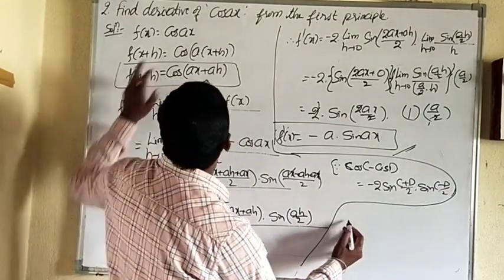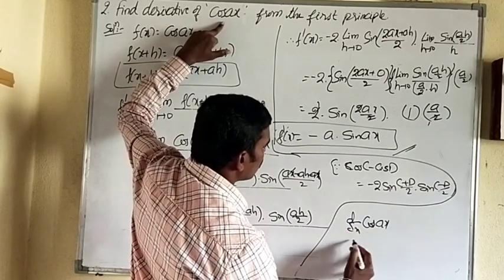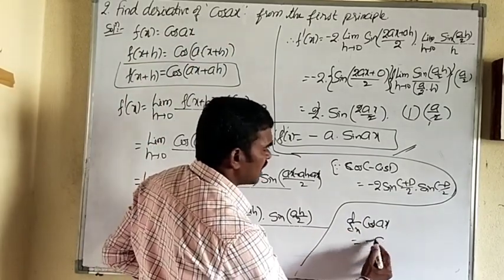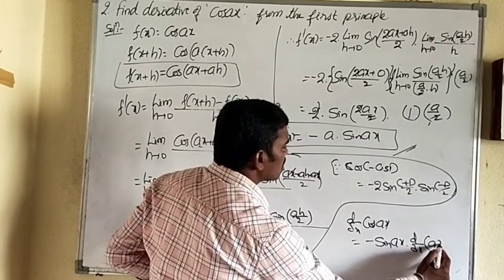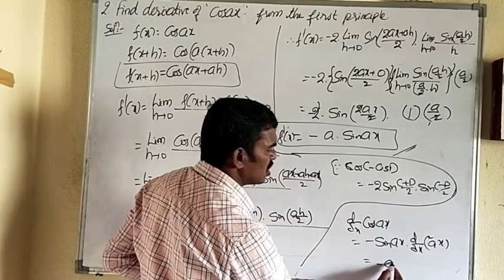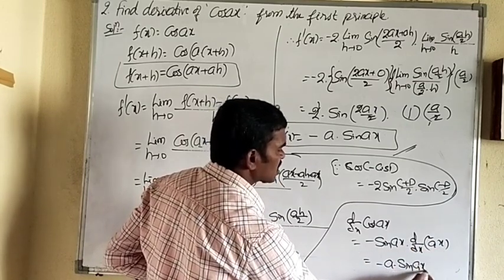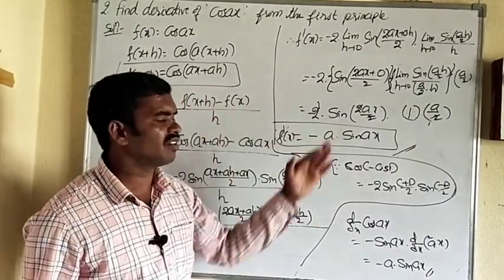Please write the derivative of cos ax, d by dx of cos ax. Simply, the derivative of cos x is minus sin x. So we get minus sin ax into again d by dx of ax, which is a into the derivative of x, which is 1. So a into 1 is a. So minus a into sin ax. By formula simply we can write it, but by first principle we can derive it in this way.